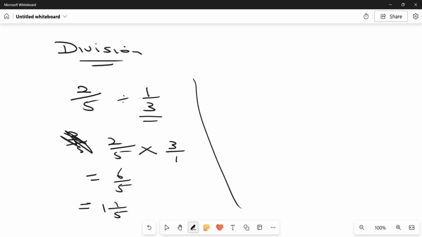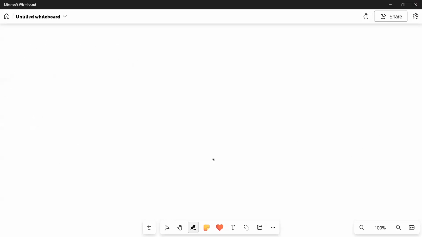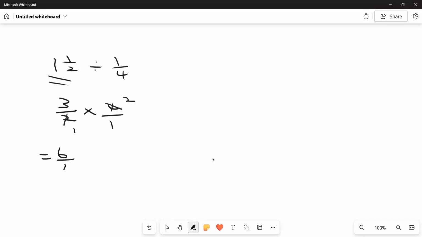If you're dealing with mixed numbers, let's say you get 1.5 divided by a quarter, right? All you do, you change this to an improper fraction. You get 3/2, and you change this sign and flip over. You find the reciprocal of 1/4, which is 4/1, and then you cancel 1, 2, and you end up with 6/1, which is 6, right?